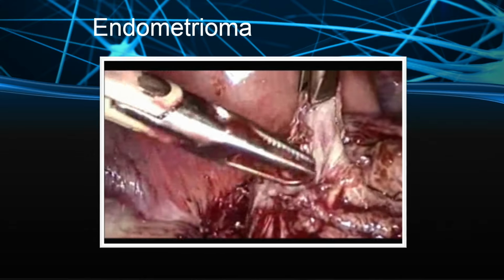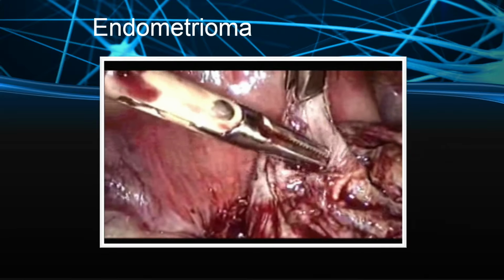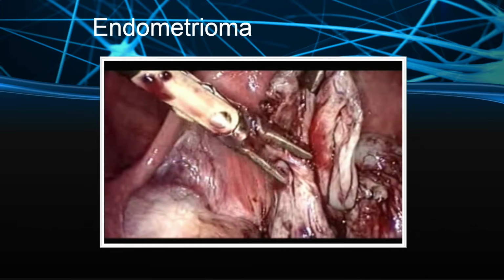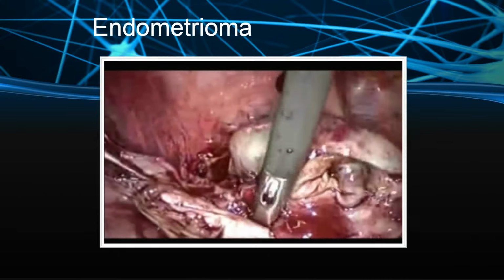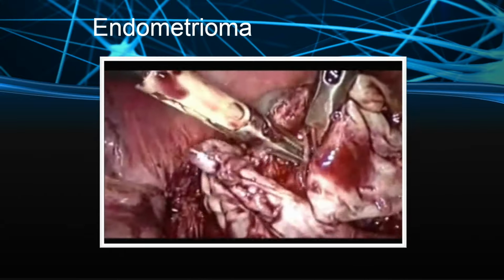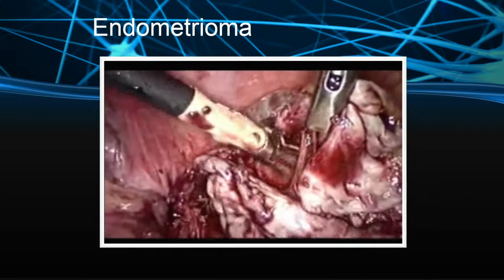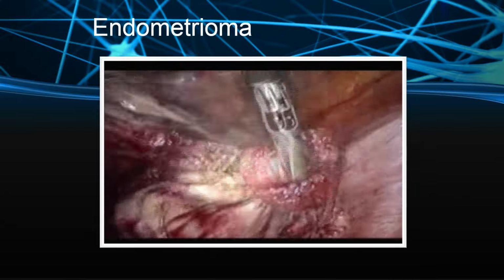Again, this is the inner cystic layer. Now, it is a combination of blunt dissection, sharp dissection, and electrosurgical dissection, all, because when you are pulling it out, sometimes it does not give way, and you have a fear that you are pulling the ovary.